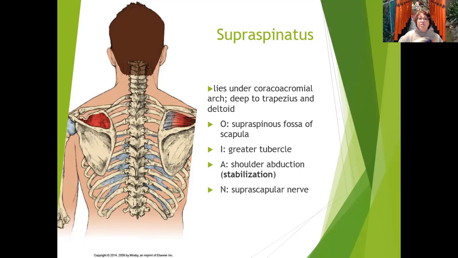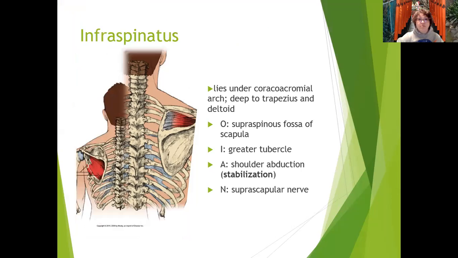It inserts on the greater tubercle of the humerus. It has a common insertion called the rotator cuff with the other 3 muscles. It's shoulder abduction and stabilization of the glenohumeral joint. Those are its main jobs, and it gets the suprascapular nerve.